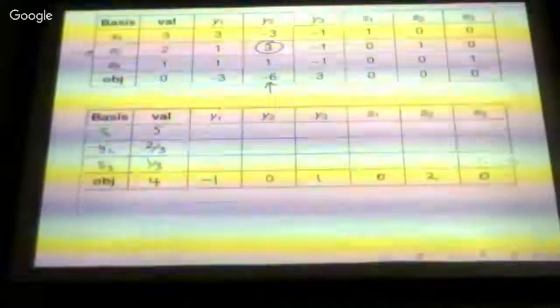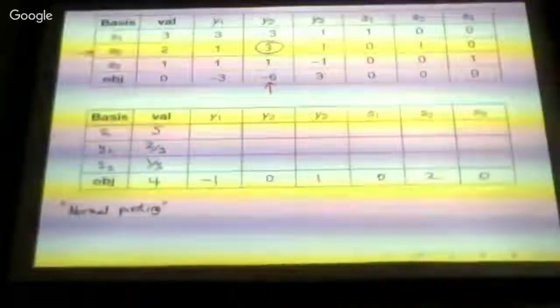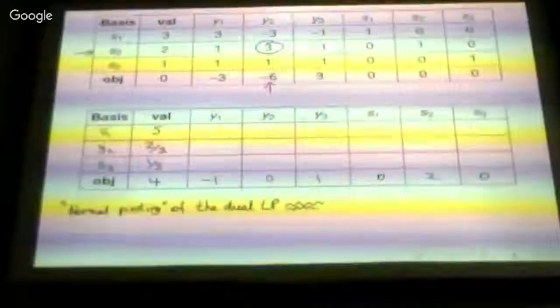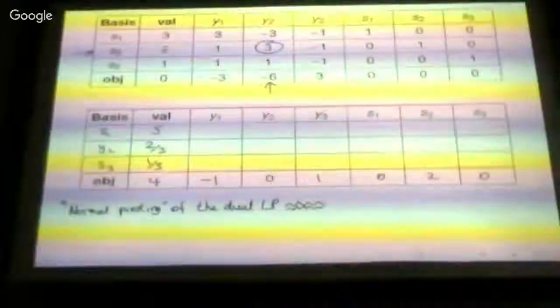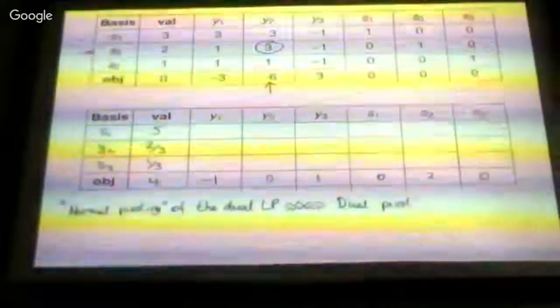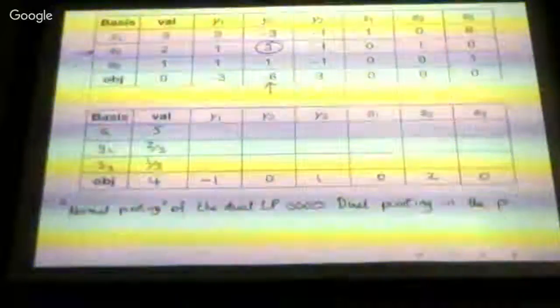So what we see here is that kind of normal pivoting of the dual LP is somehow wiggly equal to the dual pivoting in the primal, or the original LP.